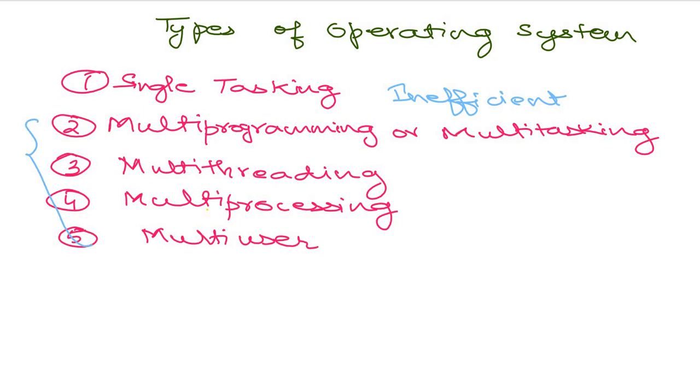Now current modern day OS use all these things. It's not like they use just one of them. They use all of them: multi-programming, multitasking, multi-threading, multiprocessing, multi-user. All the modern OS, whether it be Windows, whether it be Linux, or any other.